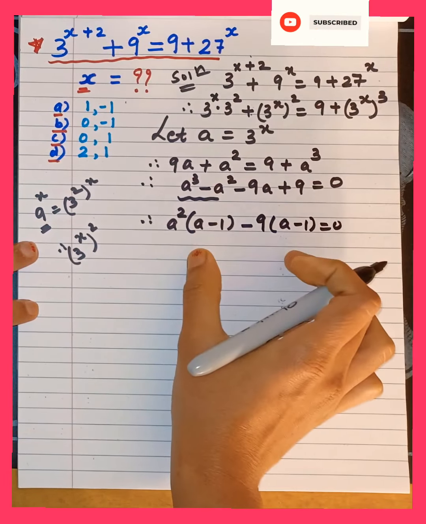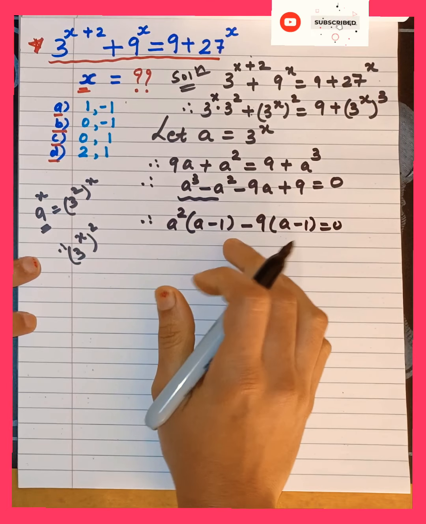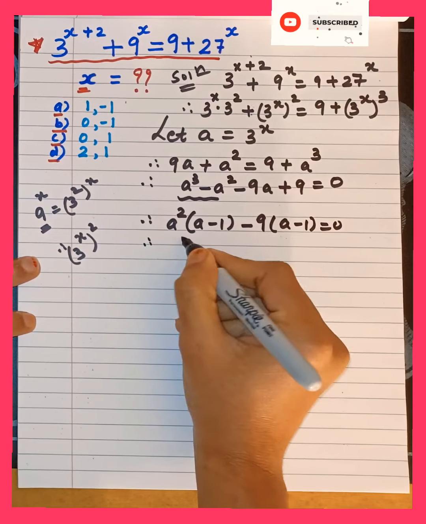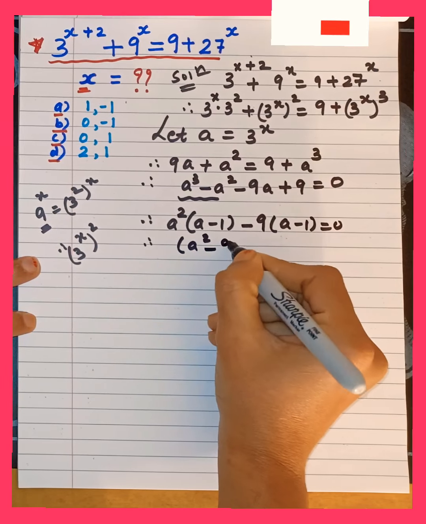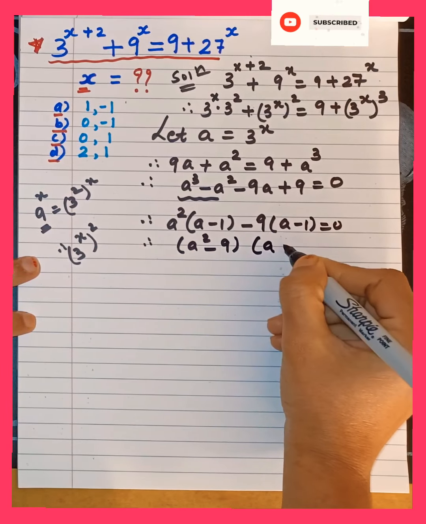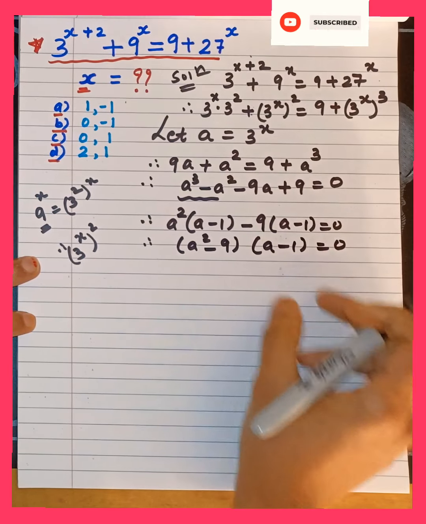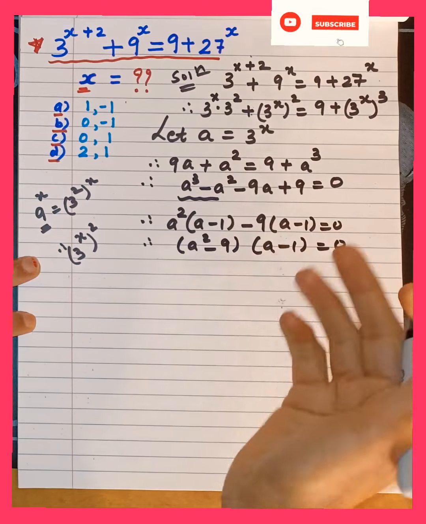So we are taking out factors. So factorizing this, we take out the common factors. In one bracket you will get a square minus 9 and in the other bracket you will get a minus 1, equal to 0. So we are getting two brackets.